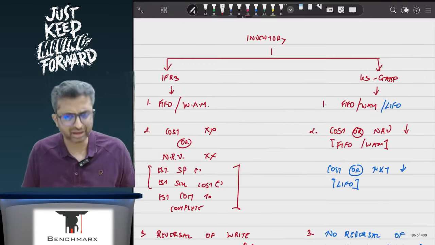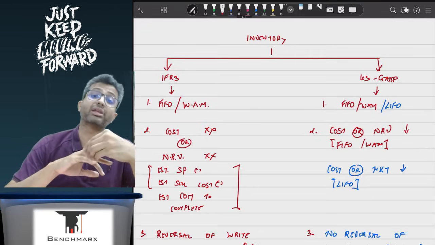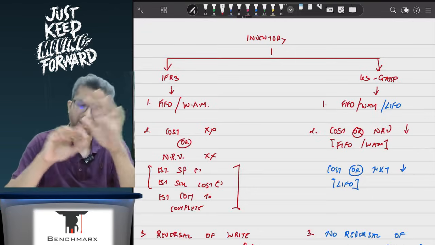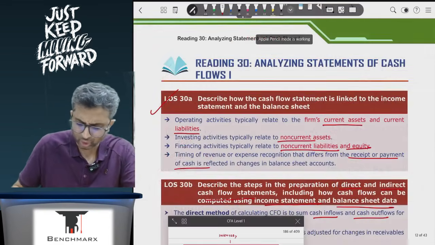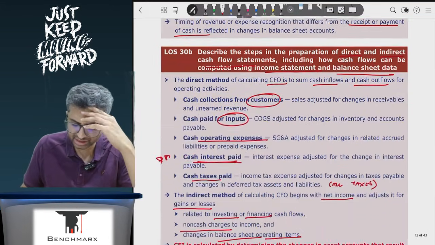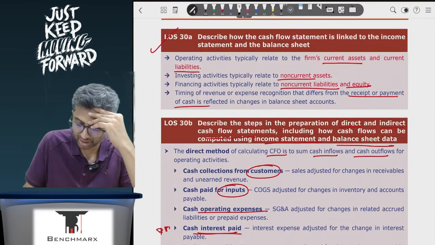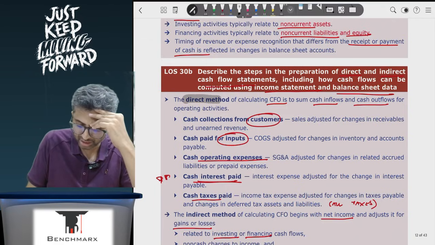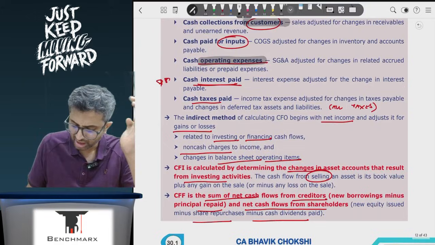So this is slightly tricky. Having said that, free cash flow as a concept is tested a lot more in your Level 2 as compared to your Level 1. When I skim quickly through these readings, to see if we have missed something, we are saying cash flow statement, then under the direct method you have cash payment to customers, operating expenses, etc.